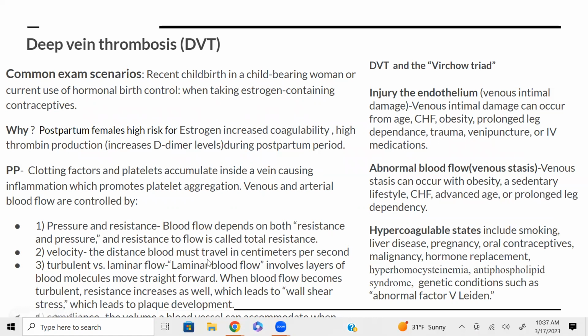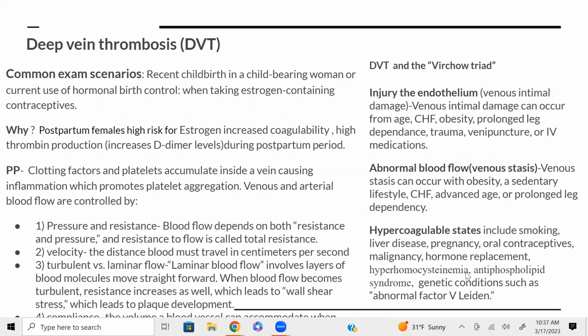And then the pathophysiology is listed here. And Virchow's triad is also seen on these questions. So it includes 3 different areas. One is injury to the endothelium. The second one is abnormal blood flow, which also causes venous stasis and a hypercoagulable state.